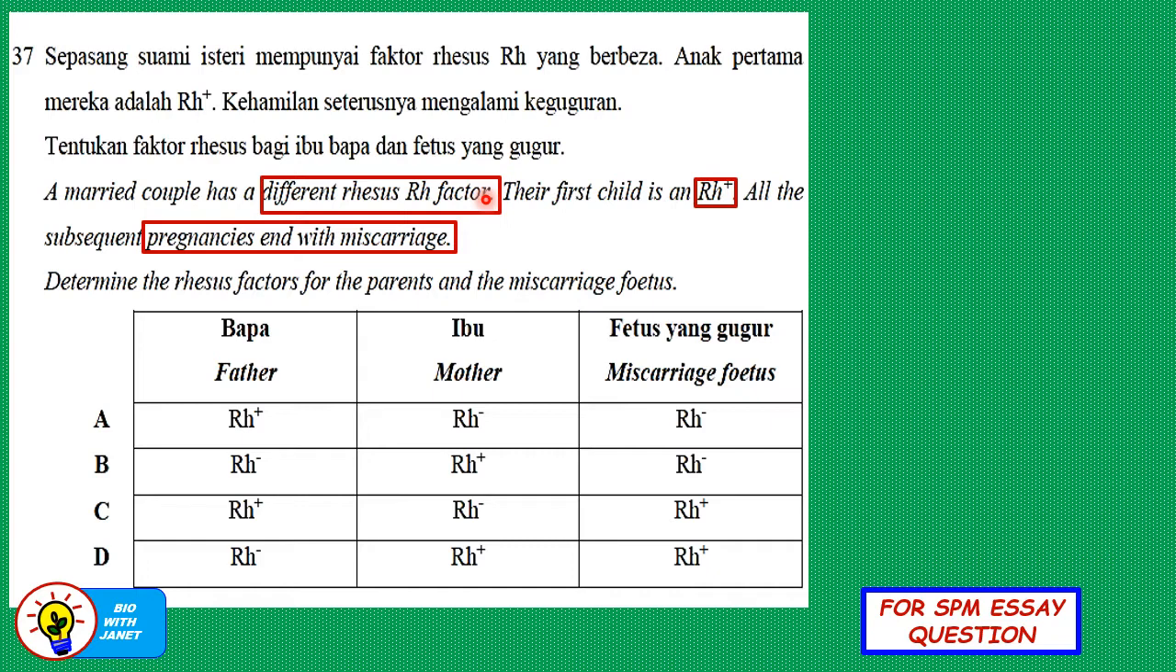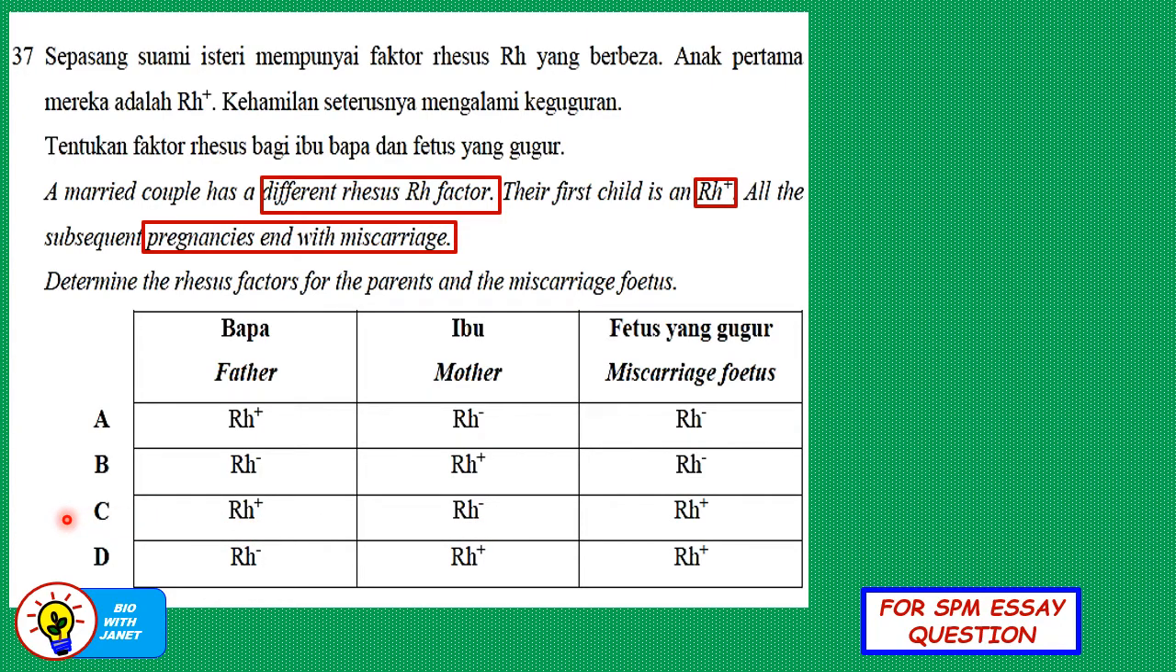Okay, so here when we look at the situation where there's miscarriage, it will lead to the conclusion that probably the fetus and the mother are incompatible in terms of the type of blood. That means the fetus is rhesus positive, but the mother is rhesus negative. That's how the miscarriage can occur for the second and subsequent pregnancies. Okay, and then the father has a different blood type compared to the mother. So if the mother is rhesus negative, father is rhesus positive. So the answer is C.